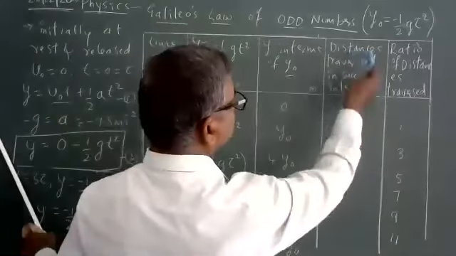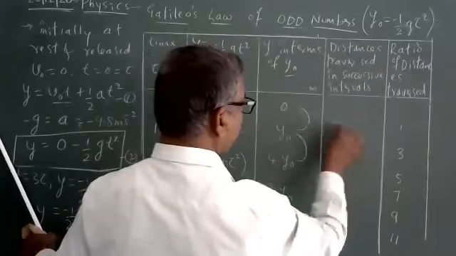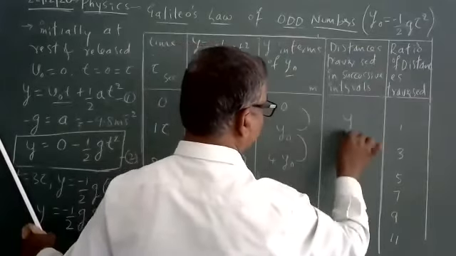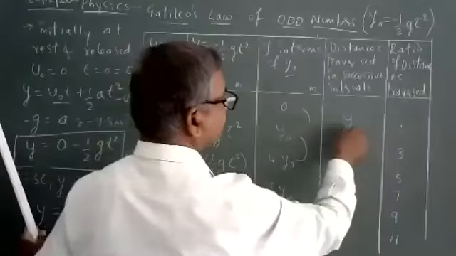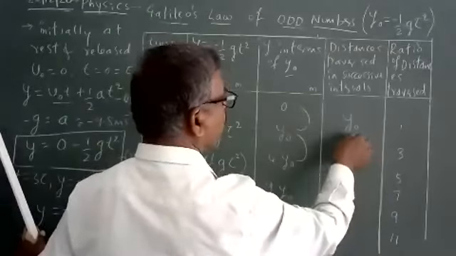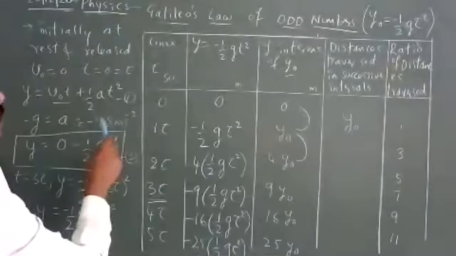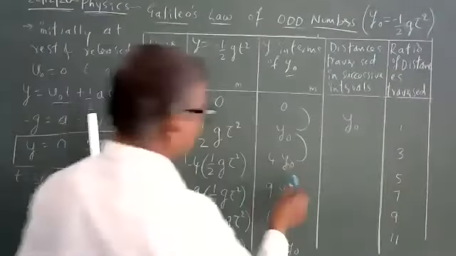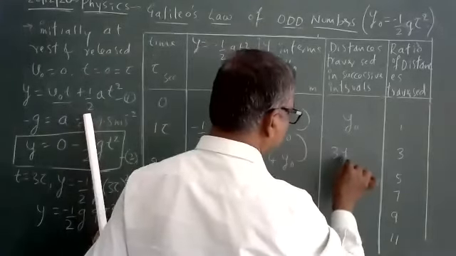Now distances traveled in successive intervals, I need to take the difference. Y naught minus 0, it is y naught. Means after 1 second, it covers a distance of y naught. Y naught equal to minus half g t square, g equal to 9.8 meter per second square, t equal to 1 second. Now what is the difference between 4 y naught and y naught? It is 3 y naught.